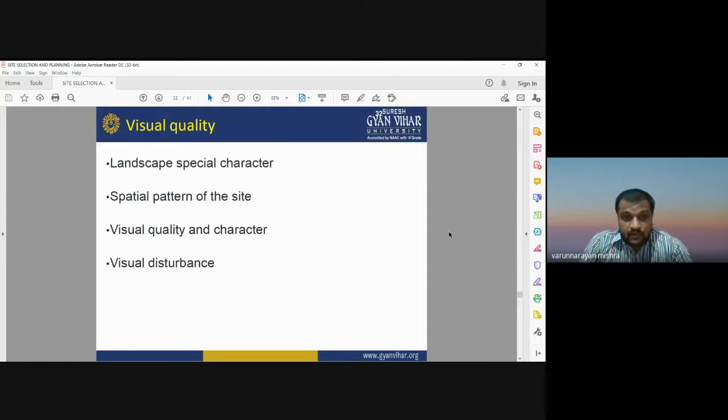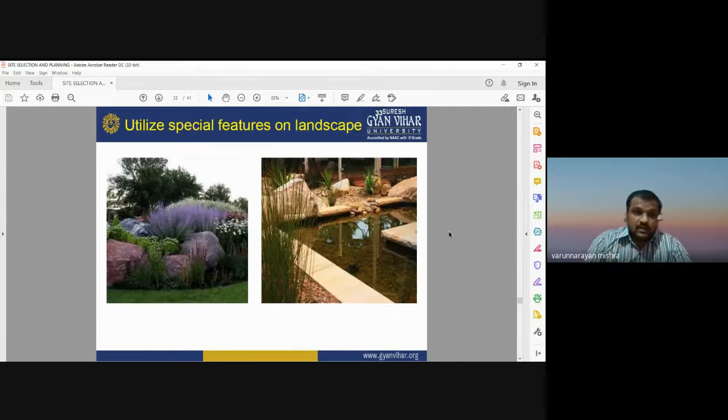Landscape visual quality includes the landscape characteristics, the spatial pattern of the site, the visual quality and character, and the visual disturbances. The visual quality is very important. These are important for the aesthetic aspect of the site selection. Okay, we should also utilize the special features on the landscape.